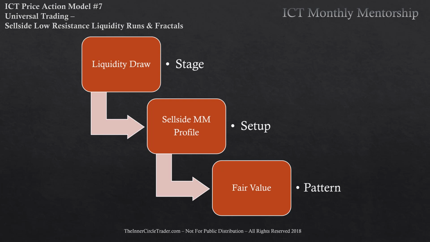And our stage for this model is a liquidity draw. In other words, we're looking for a higher time frame level to absorb liquidity. Okay, the setup is sell side market maker profile. Now, because we have two market maker profiles, we have a buy model and we have a sell model. Both have a sell side delivery. In other words, the portion of the model or profile that goes lower, seeking liquidity. That's what we're going to be focusing on for our setups for this model. And the pattern itself is going to be referring to fair value as a simple go-to.